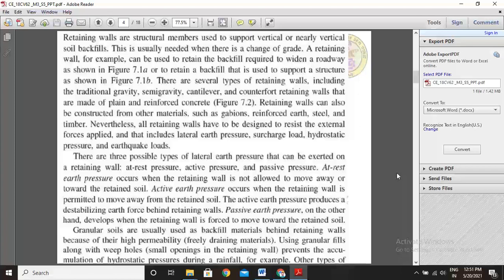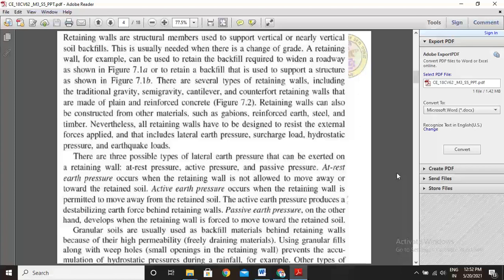There are three possible types of lateral earth pressure that can be exerted on a retaining wall. That is, one is at rest pressure, active pressure, and passive pressure. These three pressures occur in practice.